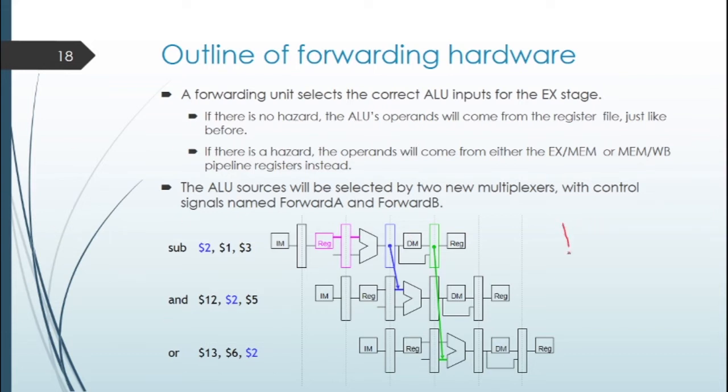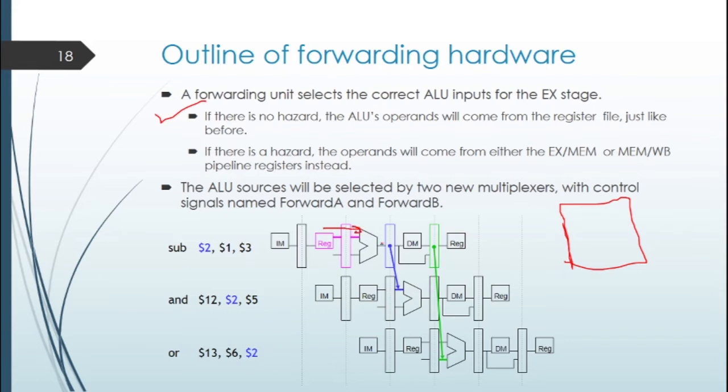There has to be hardware that actually detects and generates the forwarding unit. If there is no hazard, there are different cases. There are first simple cases. If there is no hazard, that means normal operation will be done, so data will be taken from the register file as normal.